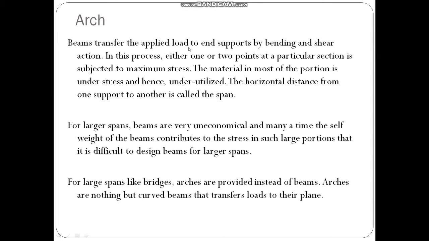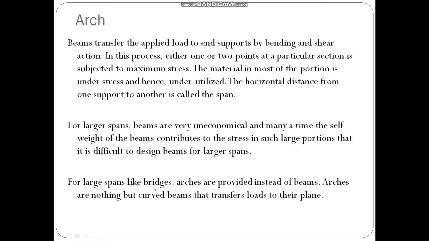Beams transfer the applied load to end supports by bending and shear action. In this process, either one or two points at a particular section are subjected to maximum stress. The material in most of the portion is under stress and hence underutilized. The horizontal distance from one support to another support is called the span. For larger spans, beams are very uneconomical, and many a time the self-weight of the beams contributes to the stress in such large portions that it is difficult to design beams for larger spans.